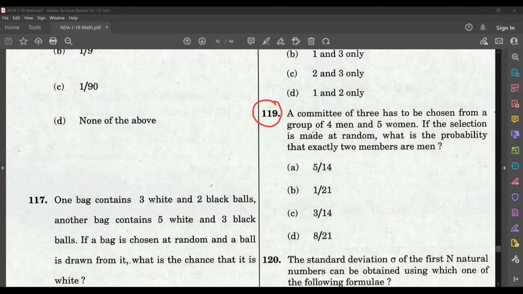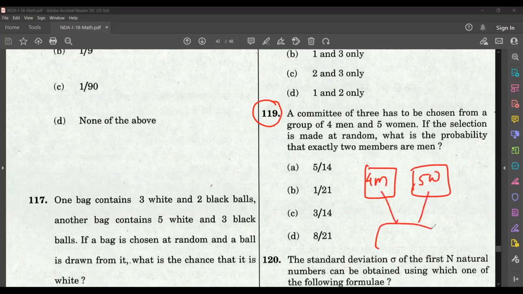So can you try your own? So we have 4 men and 5 women. You have to make from this a committee of 3 people. What is the probability that the committee has exactly 2 members as men? That means in this committee, you need 2 men and 1 woman. This is the condition that should be satisfied. So try.